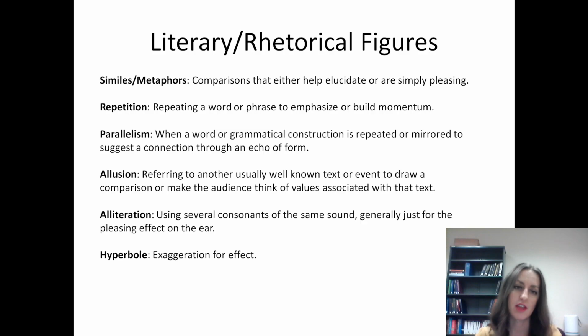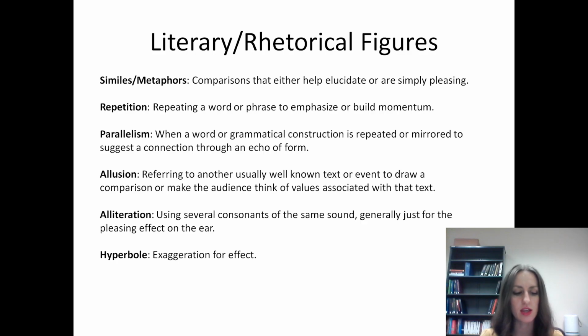Because clearly, if they're using things like this, they're very skillful with their language. So appeals to pathos, appeals to ethos going on here with literary and rhetorical figures. So these are going to be things like a simile and a metaphor, right? Hopefully you already know what those are, but comparisons that either help elucidate or they're simply pleasing. Similes and metaphors are very common and very powerful.